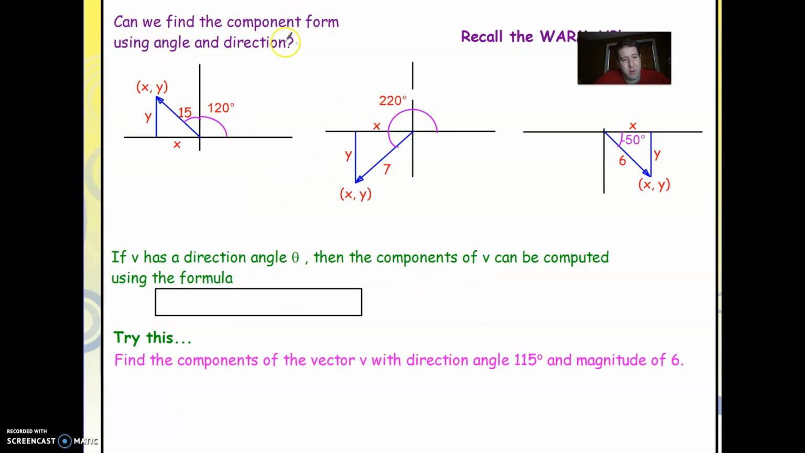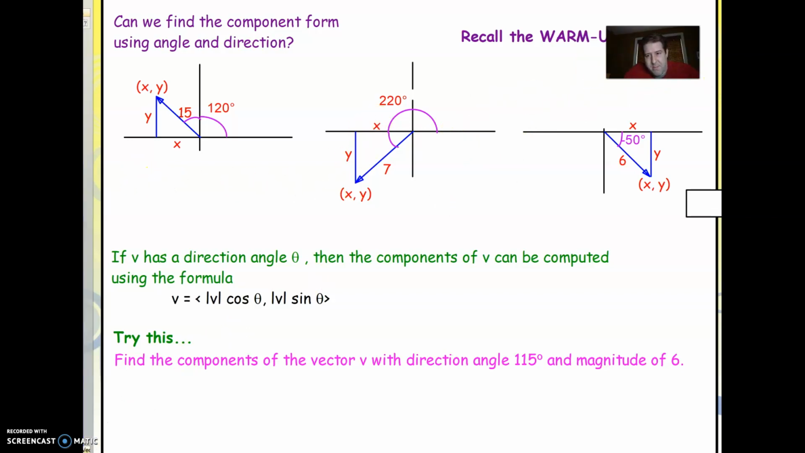Can we find the component form using an angle and direction? So we're given this angle form. Now, remember back in the warm-up, we talked about this, how this x is really just related to the sine of the angle. So this is a 120-degree angle, which is the same as this reference angle of 60. Sorry, I don't know why it took me that long to think of that. So always hypotenuse times sine of 120 is going to give me this value, and cosine is going to give me the other.